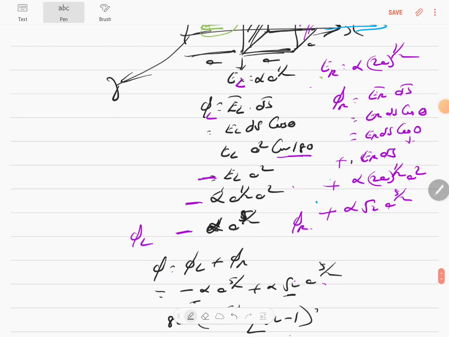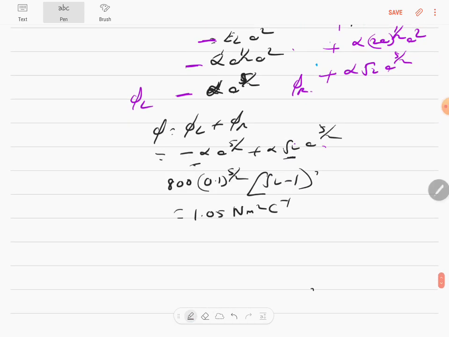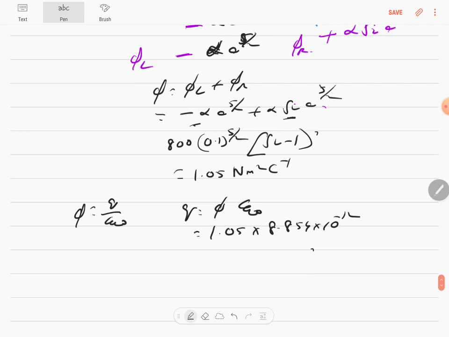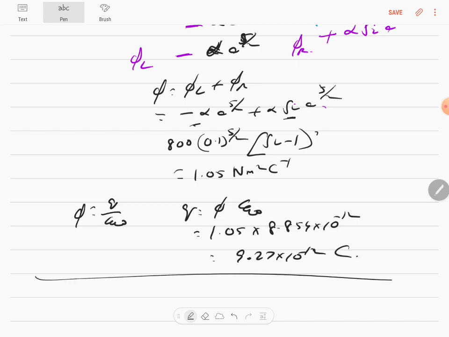No, then that is not over. The sum is not over because they've not asked only the flux here. They have asked the charge within the cube. You know, flux is equal to Q by epsilon naught. So charge is flux into epsilon naught. Flux is 1.05 and epsilon naught is 8.854 into 10 to the power minus 12. So if you multiply these values, you will get your charge, which has to be 9.27 into 10 to the power minus 12 coulomb. That will be the charge. Okay, that completes the sum.